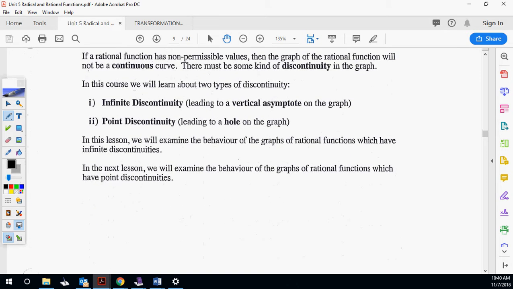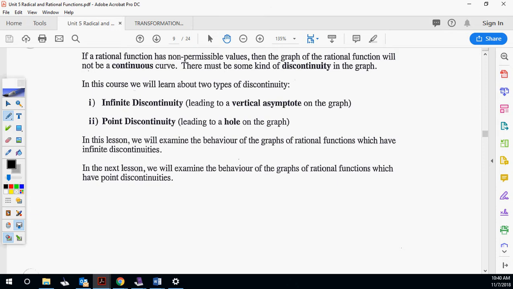Okay. If a rational function has a non-permissible value, then the graph of the rational function will not be continuous at that value. So if it does have a non-permissible, it won't be continuous. It'll have a break, a hole, it'll have some type of issue because of the non-permissible. So that causes a point of discontinuity if it's not continuous. Okay? All right.